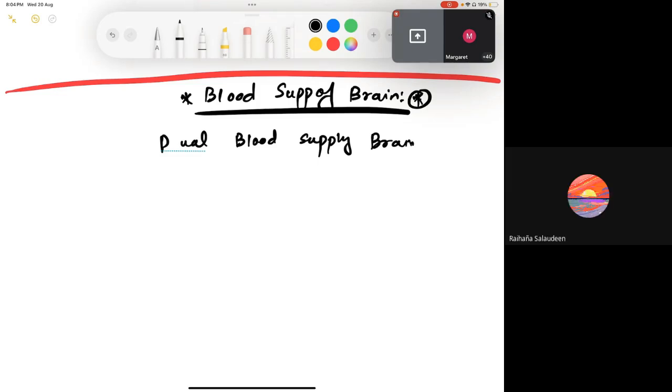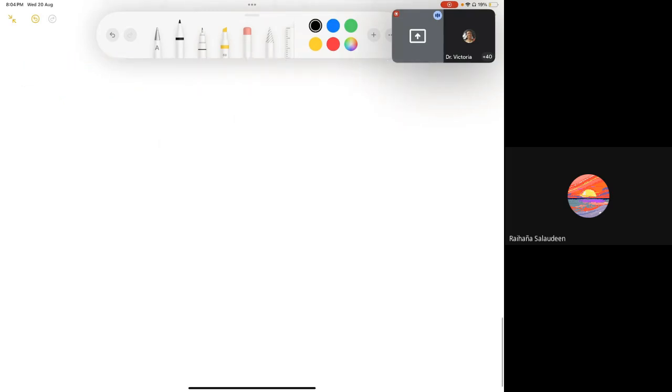Okay, so we were discussing blood supply of your brain. Just keep one thing in mind, that the brain has dual blood supply, right? We'll be discussing what I mean by a dual blood supply. One of the blood supplies is going to be coming from the vertebral arteries and the other one is going to be coming from the carotid arteries, right? So let's discuss the vertebral first, okay?